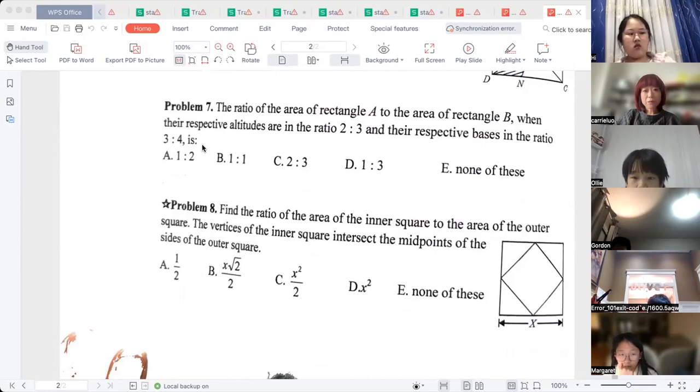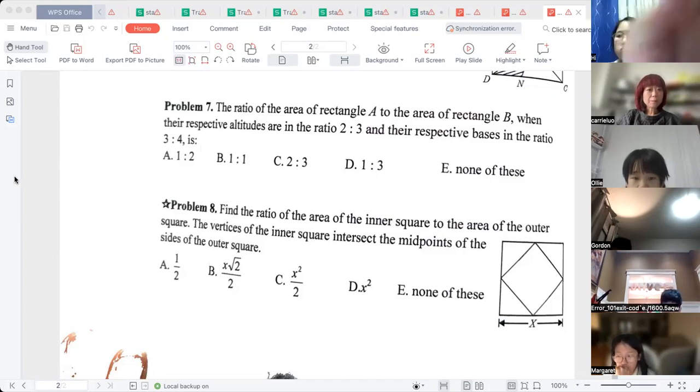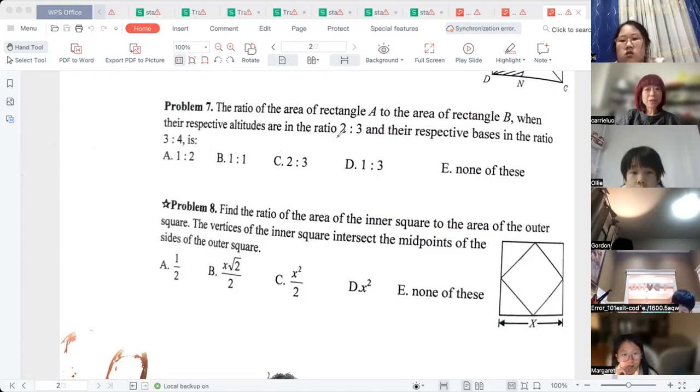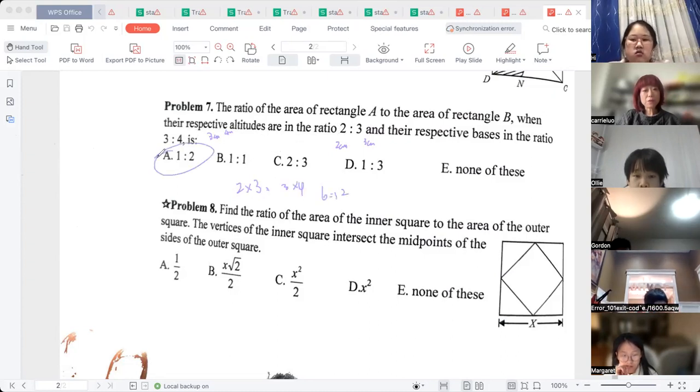The ratio of the area of rectangle A to the area of rectangle B, when their respective altitudes are in the ratio of 2 to 3 and their respective bases in the ratio of 3 to 4, what is their ratio? This one's pretty easy, right? If you don't know that, you can just say the altitude, which is the height of the rectangle, is 2 centimeters and 3 centimeters, and the bases could be 3 centimeters and 4 centimeters. You're just doing 2 times 3 and 3 times 4, so it's 6 to 12, basically 1 to 2. So this answer is B. This question should be no problem, right?